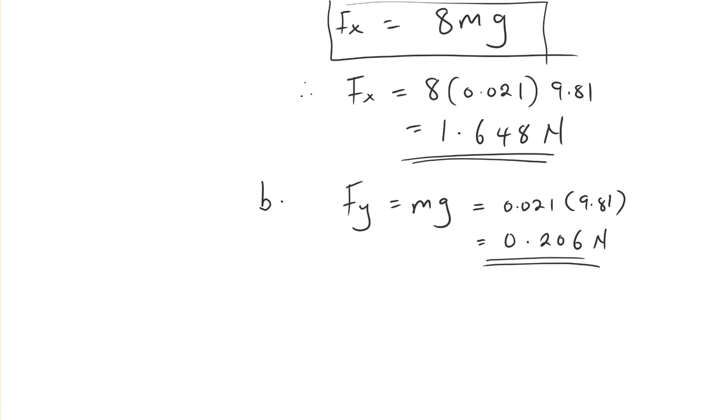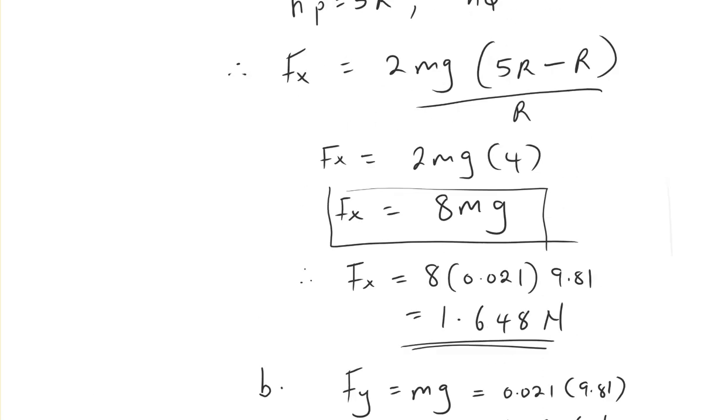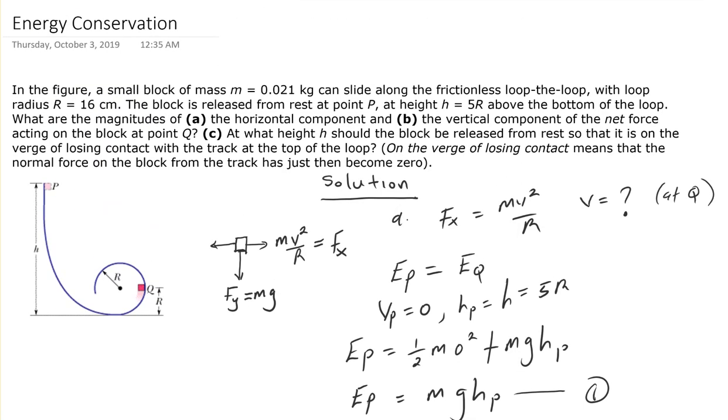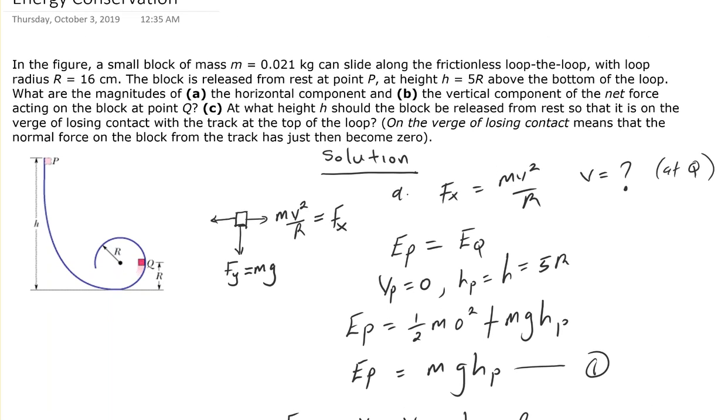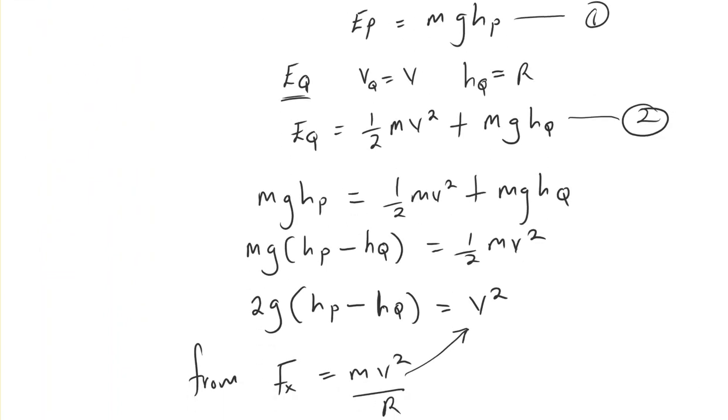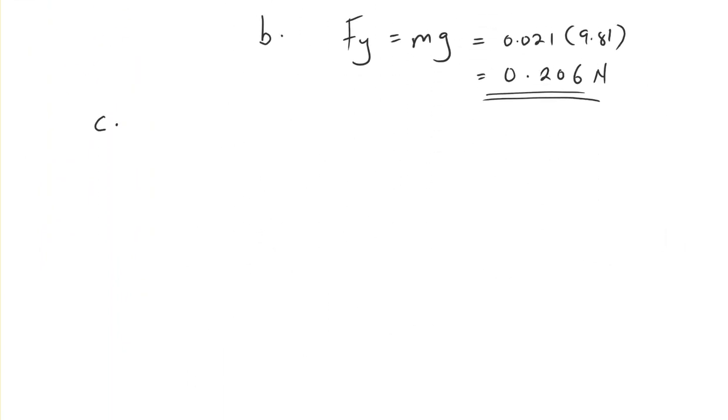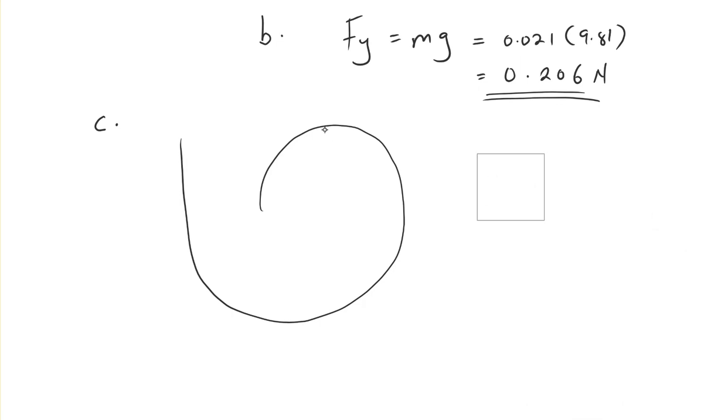Question C, I will go back to it so we can remember exactly what the question says we should find. It says, what height must we release the block such that the block is at the verge of losing contact with the loop at the top. So one thing we need to understand is what that means. So I'm just gonna sketch something that looks like the loop. It's not accurate, but it's good enough for the explanation.